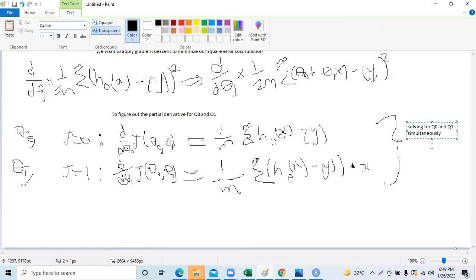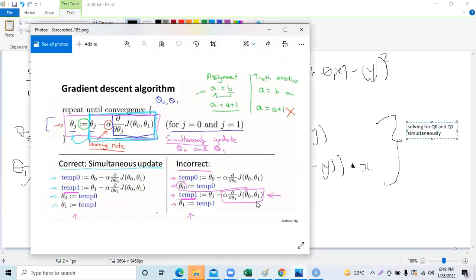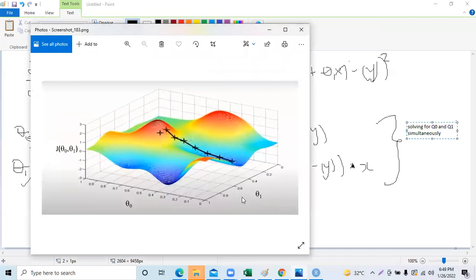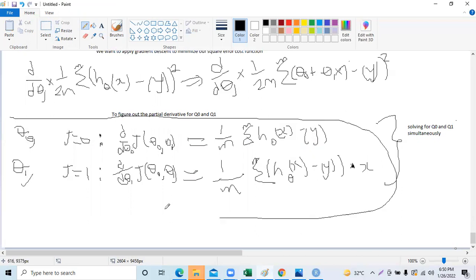simultaneously. So I just showed you the maths for what happened here. We solve for theta 0 and theta 1, update, and move to the next step. This is the math of what happens, how we fit the cost function to gradient descent. So solve for theta 0, solve for theta 1, update, solve for theta 0 again, solve for theta 1, update. This is what happens here, right? So this gives us another converse function.